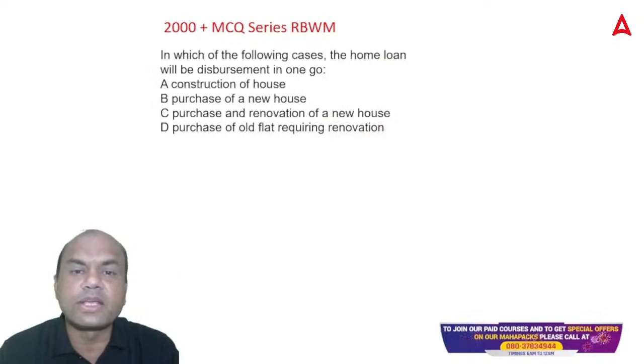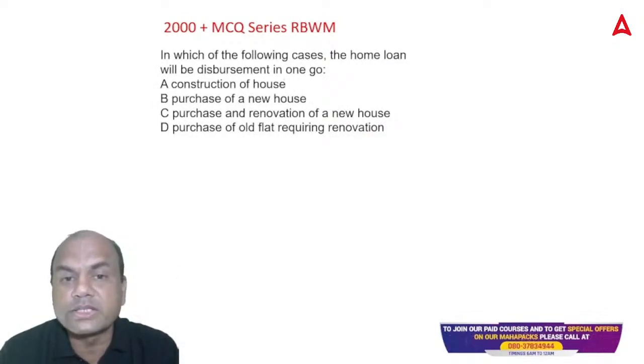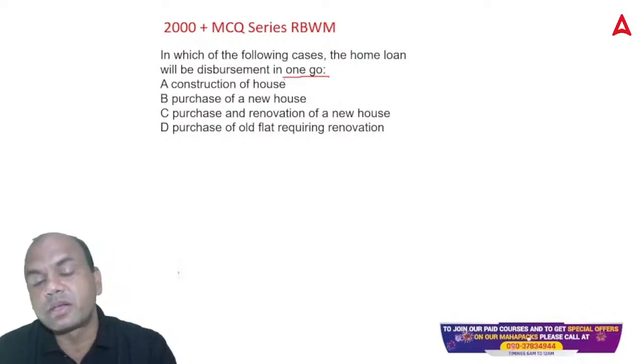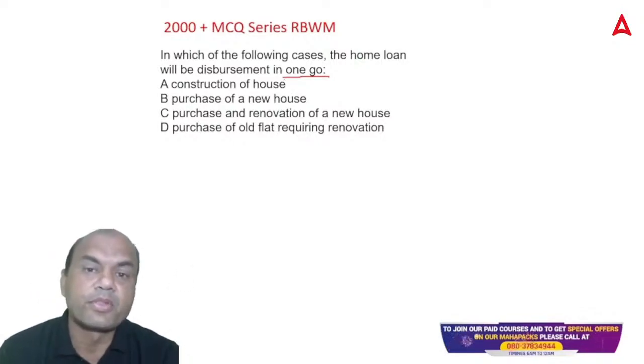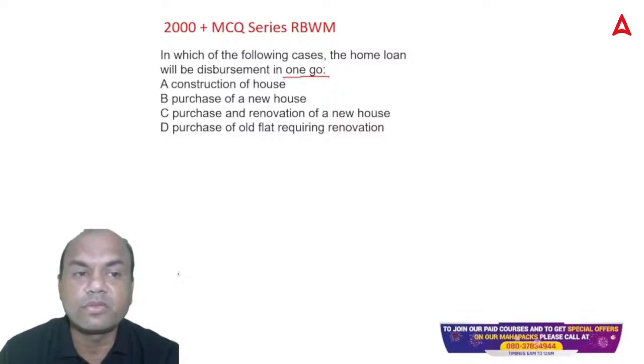In which of the following cases will the home loan be disbursed in one go, once, only singly? Construction of a house, purchase of a new house, purchase and renovation of a new house, and purchase of an old flat requiring renovation. So where will this be disbursed in one go? What do you think?